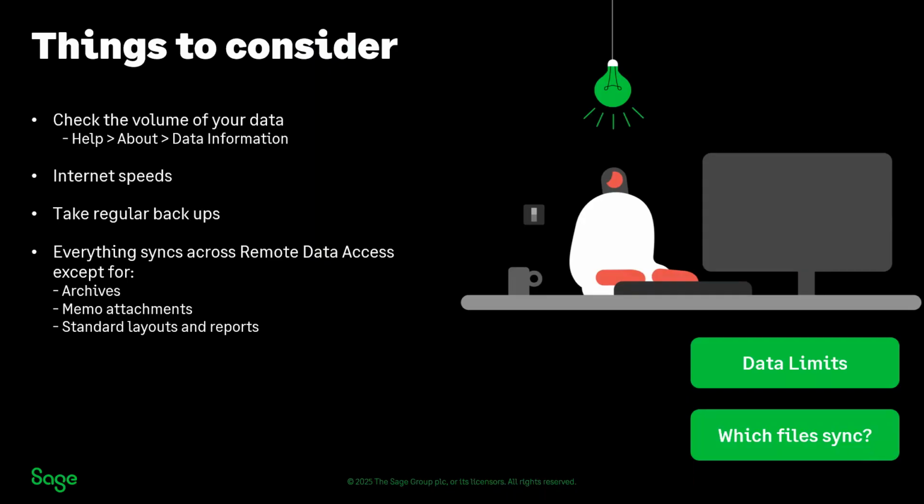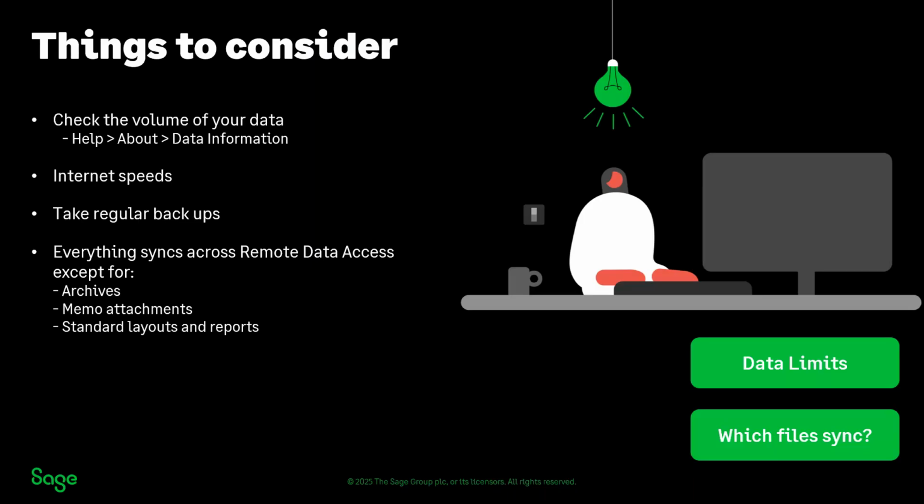So, things to consider before setting up remote data access. You want to check the volume of your data, and you can do this by going to Help, then into About, and then under Data Information. You want to be checking the number of splits that you have. Splits are the number of transactions that you have in the Transactions module.